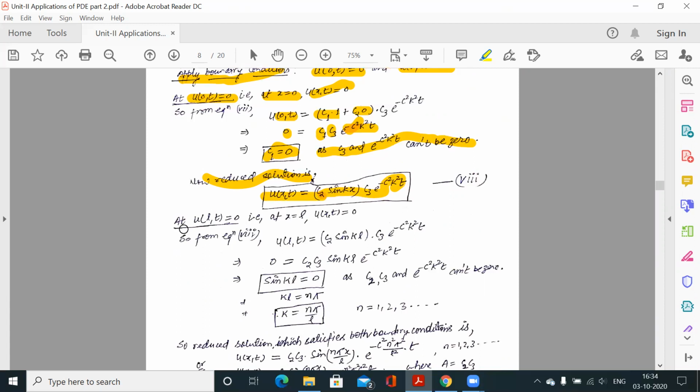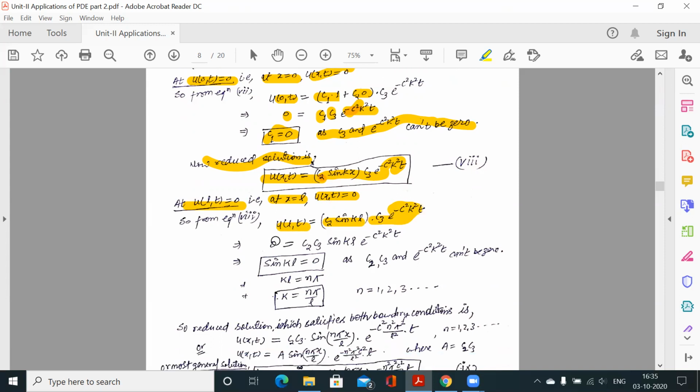Now the second boundary condition is u(L,t) = 0, that is, at x equal to L, u(x,t) is 0. So we apply that condition in the reduced solution. u(L,t) means we have to substitute L for x. So C2 sin(kL), where x is replaced by L, times C3 e to the power minus c squared k squared t, and this u(L,t) is 0. It is given that it is 0 at x equal to L. So 0 is equal to C2 C3 sin(kL) e to the power minus c squared k squared t.